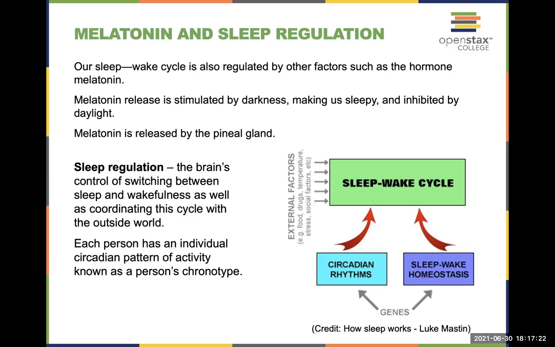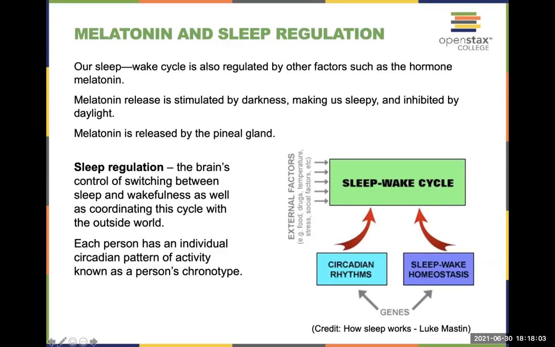Going back to last chapter, if you'll recall when we were talking about excitatory and inhibitory neuronal function, your melatonin neurons are being inhibited by light in this particular case. And then of course, sleep regulation is the brain's control of switching between sleep and wakefulness, as well as coordinating the cycle with the outside world. And again, that's mainly based on light and darkness, right? And resetting that clock.